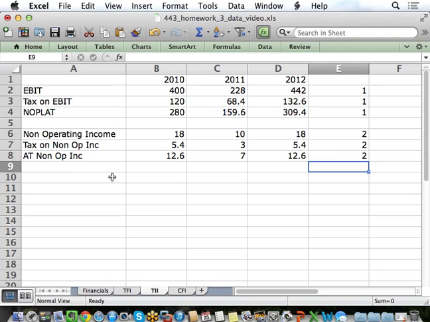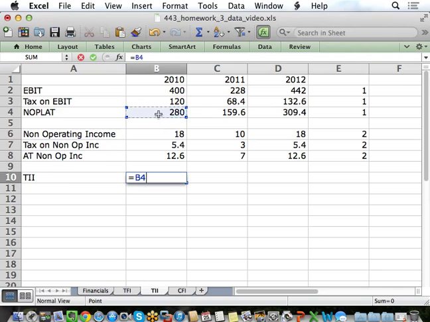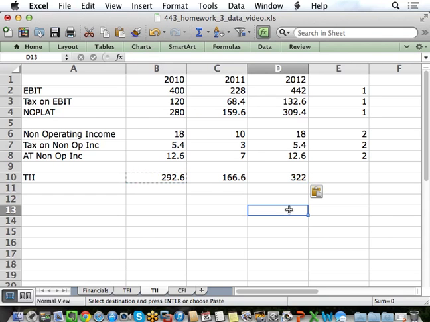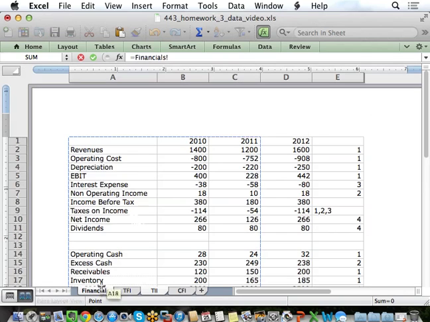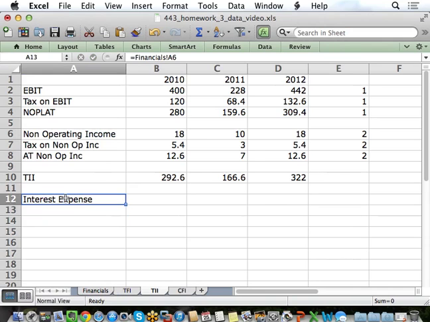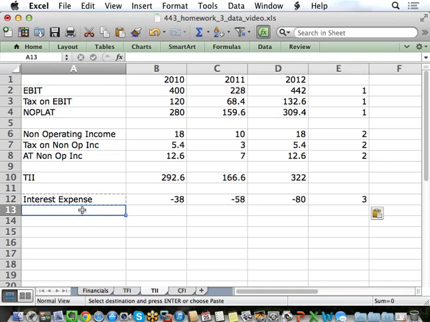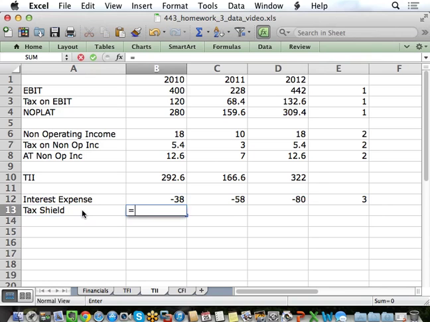Right? And then my total income available to investors is my NOPLAT, my ones plus my twos, my after-tax non-operating incomes, and that would be the total income available to investors for the 3 years. Right? Now you'll notice that we then have to do our 3s and 4s. Right? So I look at anything that's labeled a 3 on my income statement. In this case, it's my interest expense. Again, that is a pre-tax number. So I have to tax affect the interest. So I need a tax shield. That's going to be 30%.